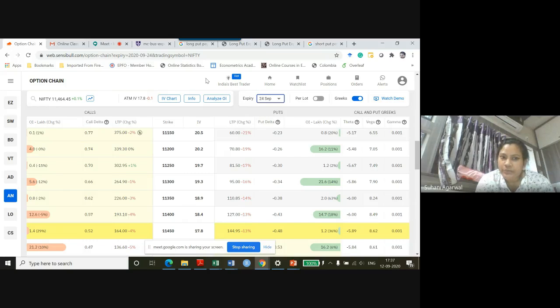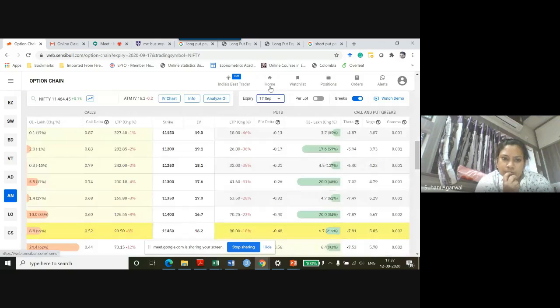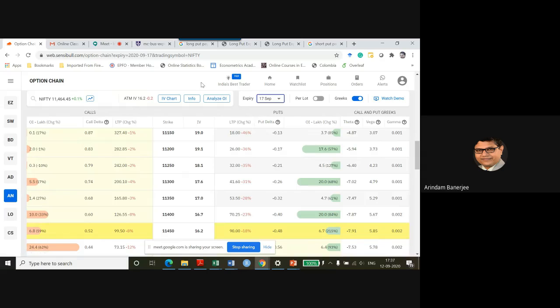For put also we can check. For the put here it is 95, and for 17th it is 41. We are talking about only time to expiry; the other things we assume are constant. The farther away the expiry, the higher the time value.